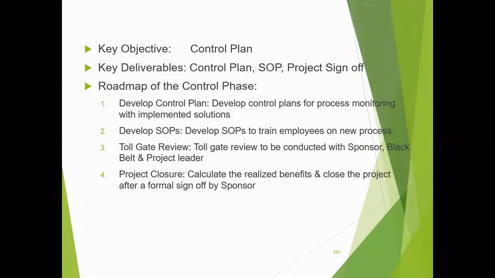So one of the key deliverables is going to be project sign off for this. The first would be developing a control plan, develop SOPs, Tollgate review, and project closure. And that's where we realize the benefit, right? Again, we calculate, we do the annualized number, and then we get a formal sign off from the sponsor. That's when we call it a project completion.